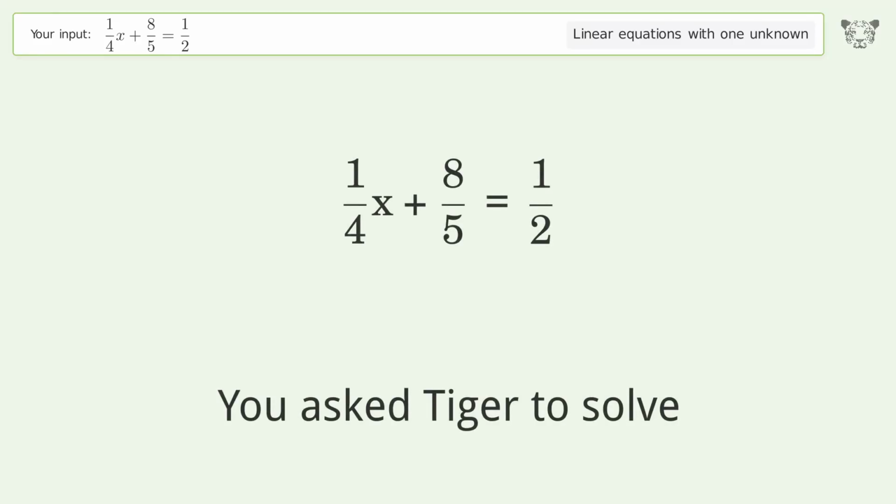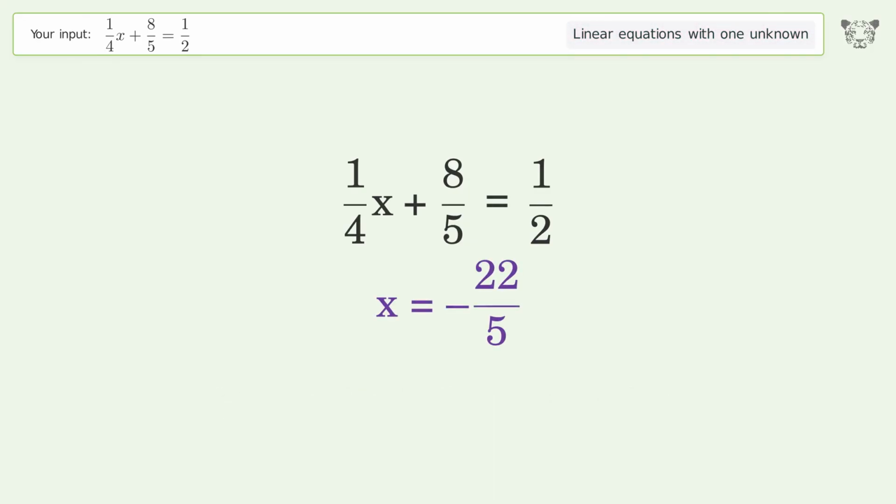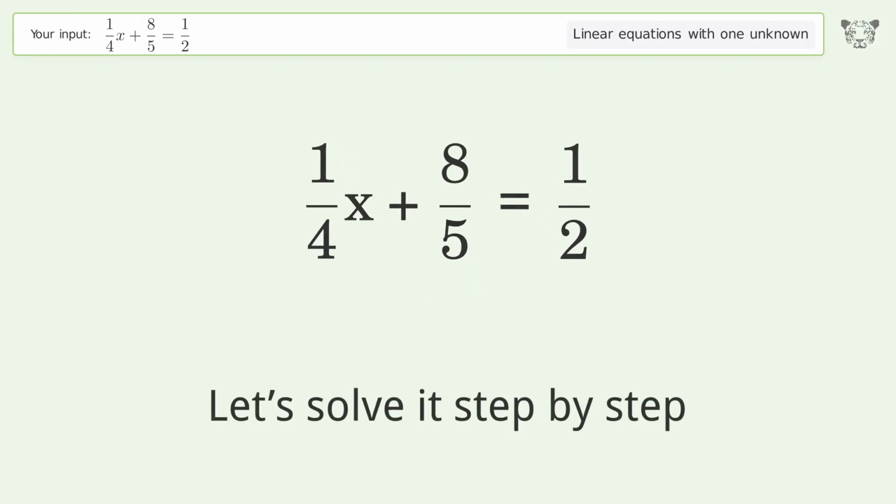You ask Tiger to solve. This deals with linear equations with one unknown. The final result is x equals -22/5. Let's solve it step by step.